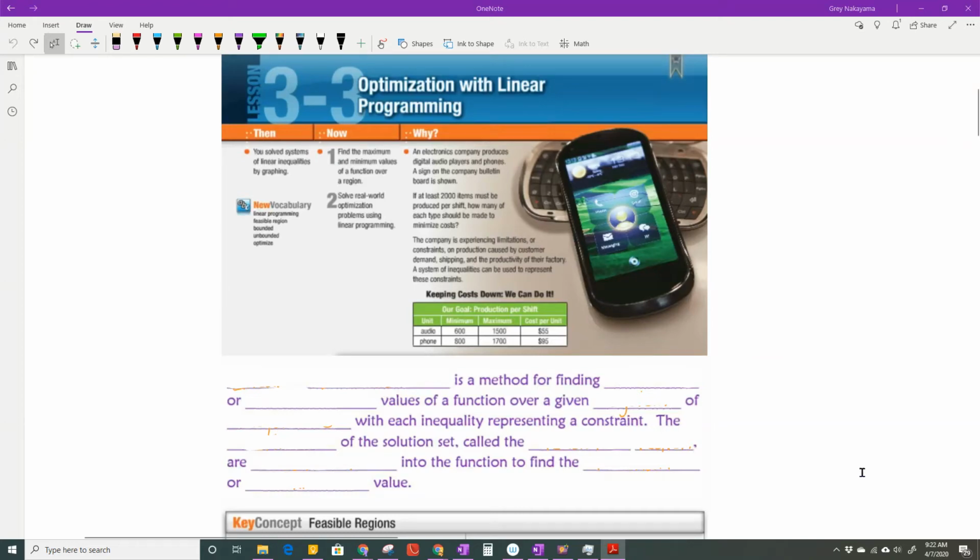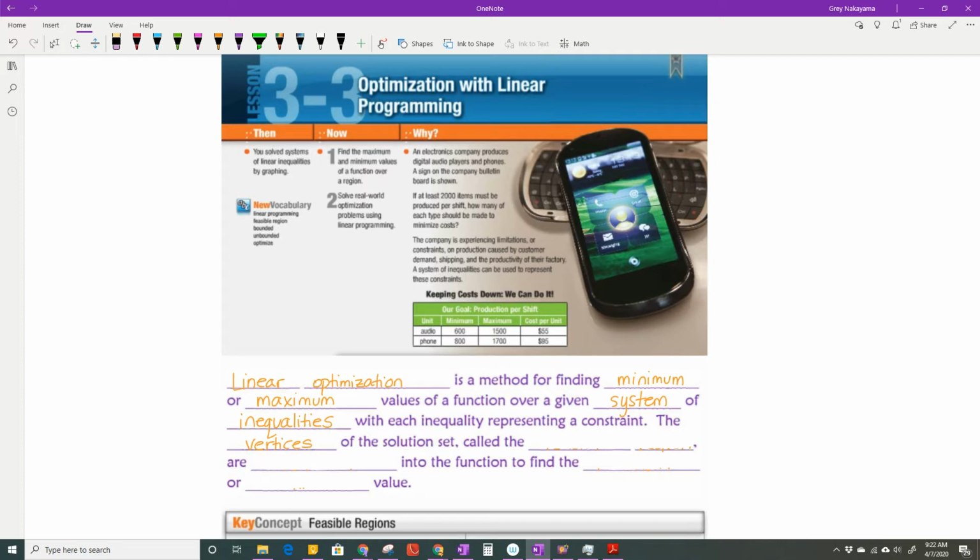Okay, today's lesson is 3-3 called Optimization with Linear Programming. Sometimes it is actually just called linear programming, and sometimes it is called linear optimization. It is a method for finding minimum or maximum values of a function over a given system of inequalities, with each inequality representing a constraint.